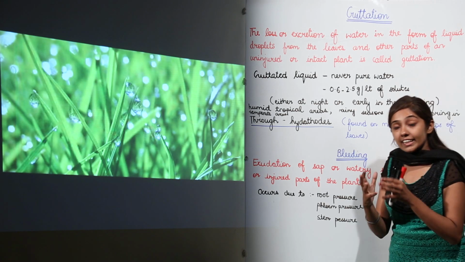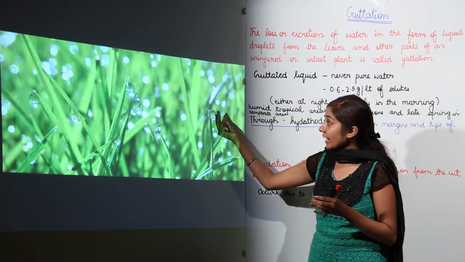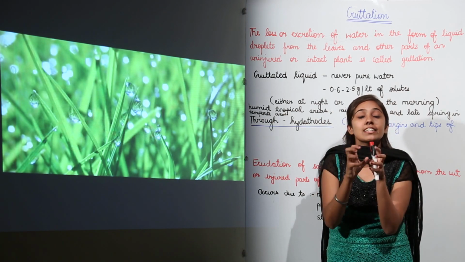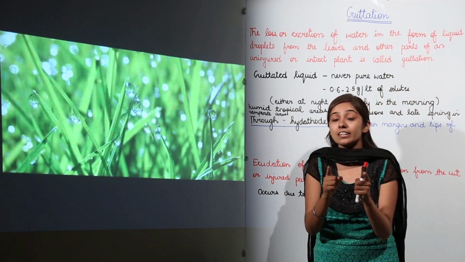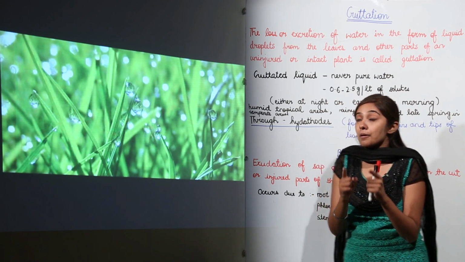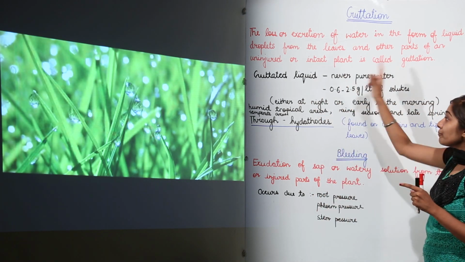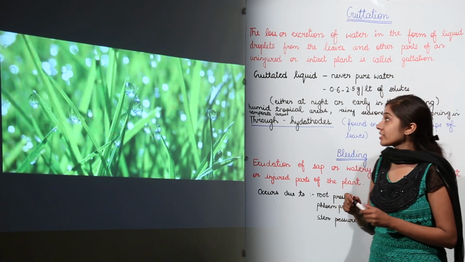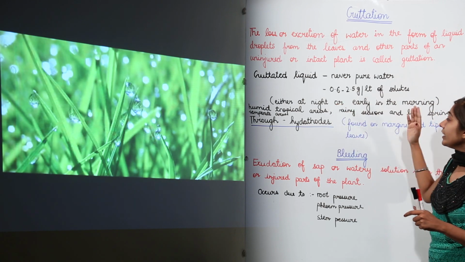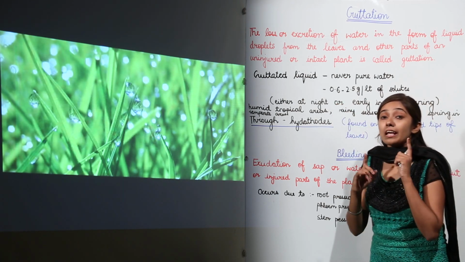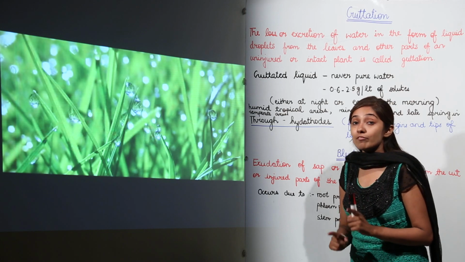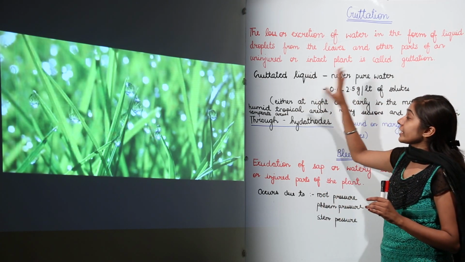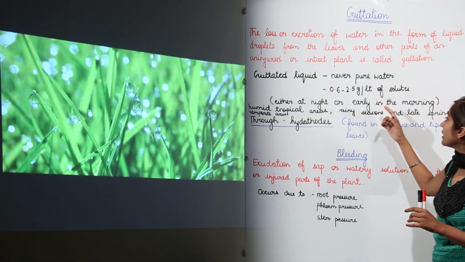So when this guttated liquid from the tips of the leaves evaporates, it leaves behind some white colored substance. Why is that white patch there? Because I told you it is never pure water; it contains some solutes, right? Now this guttation process occurs at night or early in the morning. But remember, never confuse this guttated liquid with dew drops. They are not dew drops. This guttation process takes place either at night or early in the morning.